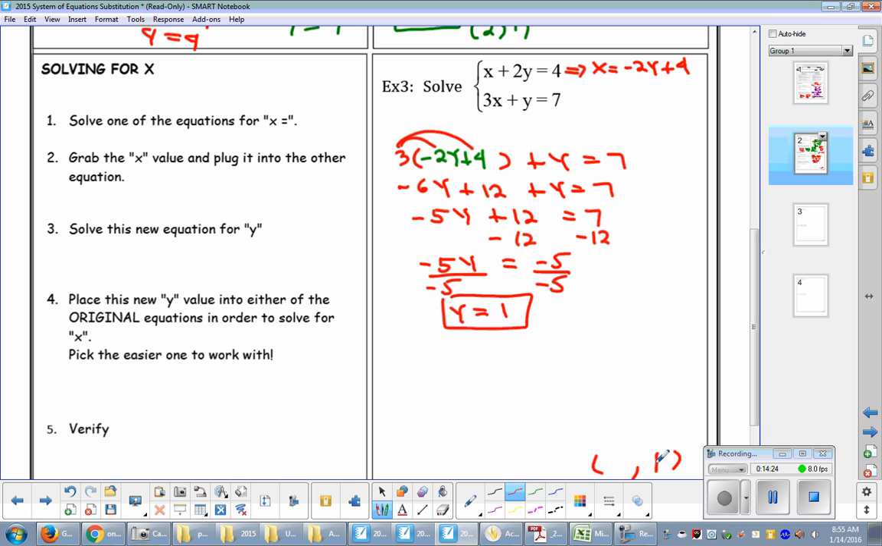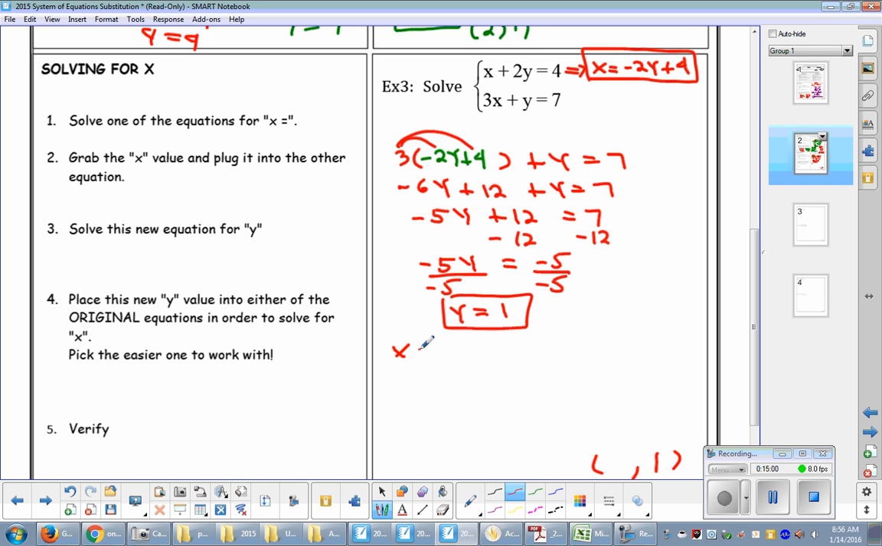Now to get the x value, I can choose either the first equation, the second equation, or the equation that was derived from my first equation. Okay, so I will just use this one: x equals negative 2y plus 4. Again, you have the option to choose the first equation, the second equation, or this equation that came from the first equation. I think it's simpler for us to use this equation that came from the first equation.